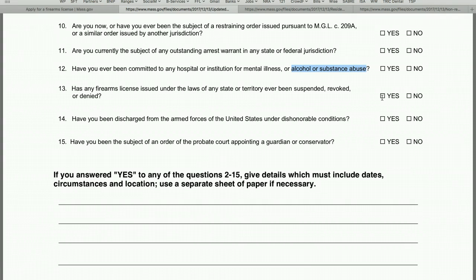I mean, there's very few. Well, I don't know if I would say very few, but there's a lot of people in this world who haven't been able to avoid any type of interaction with law enforcement. So it happens. Just make sure you're honest. You don't want to lie on your application.